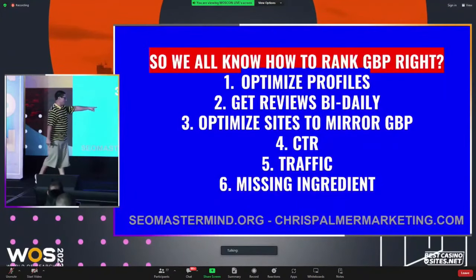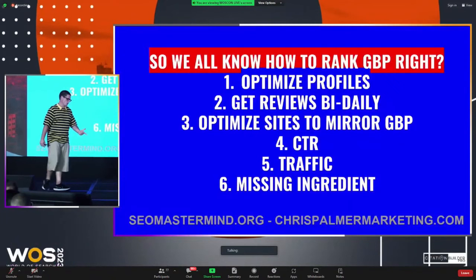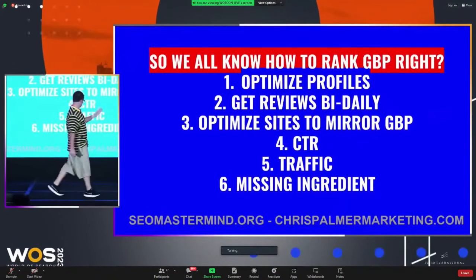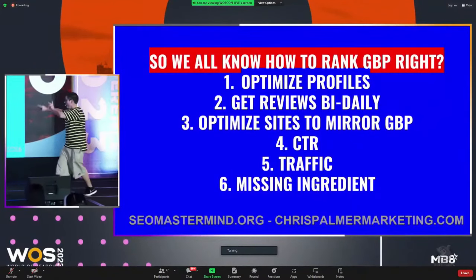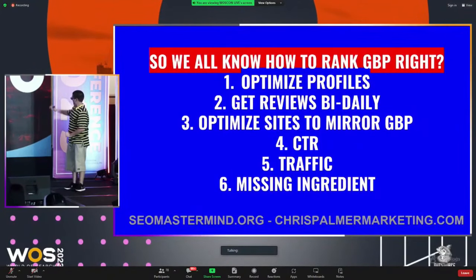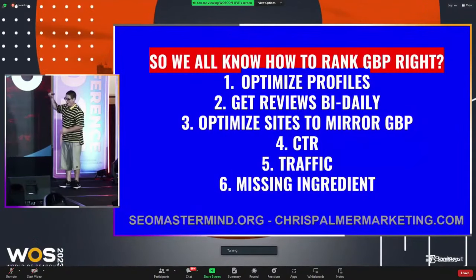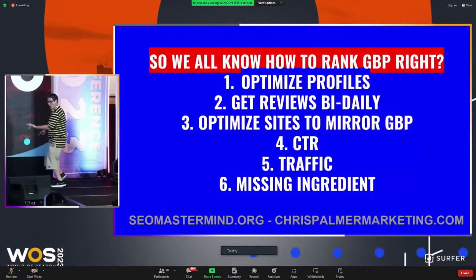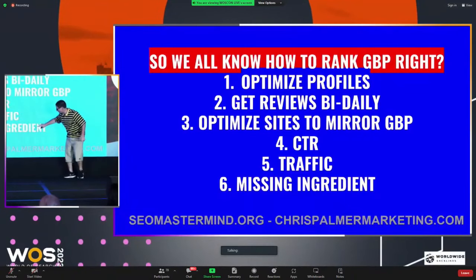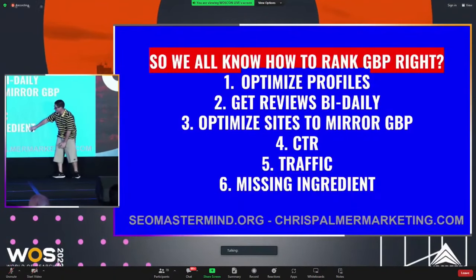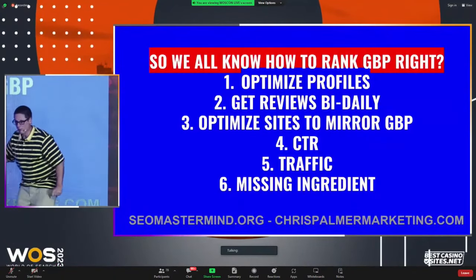On top of that, there's CTR, and we all know the CTR tools, right? I'm not here to pitch tools. I'm just here to tell you CTR is one of those ingredients along with traffic, but the missing part, because we all have this. We all know how to optimize. We all know about the reviews. We all know how to mirror our listings. We know about CTR. We know the tools and we know the traffic. But the missing piece that kept driving me crazy, that helps the most and will help you, is the impressions.